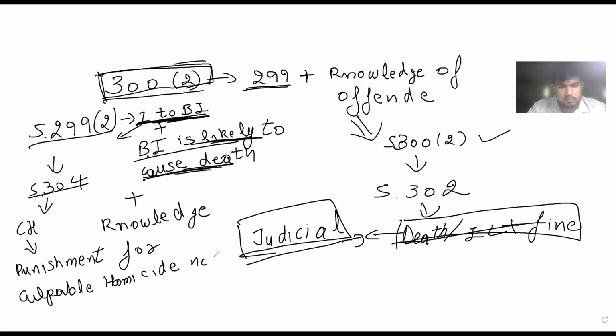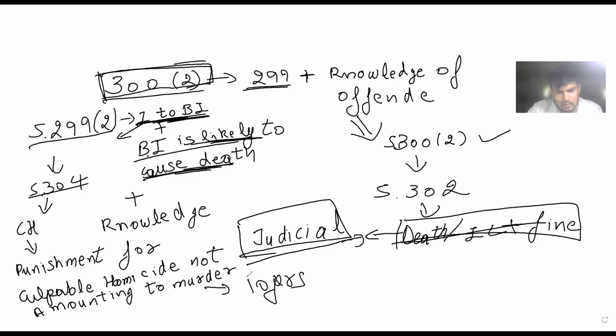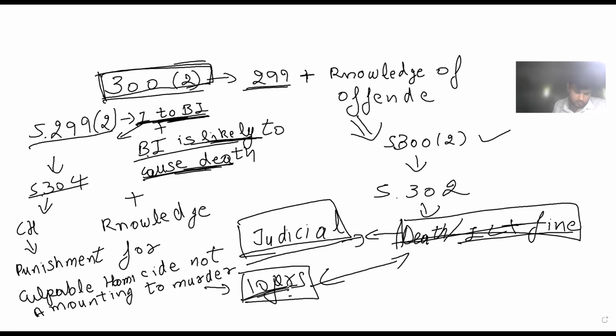Homicide not amounting to murder. This is what section 304 talks about. And here the punishment given is only 10 years. Okay. Now look at the difference in the quantum of punishment. Here it is death or imprisonment for life plus fine. Here it is 10 years. Plus fine is also there in section 304.